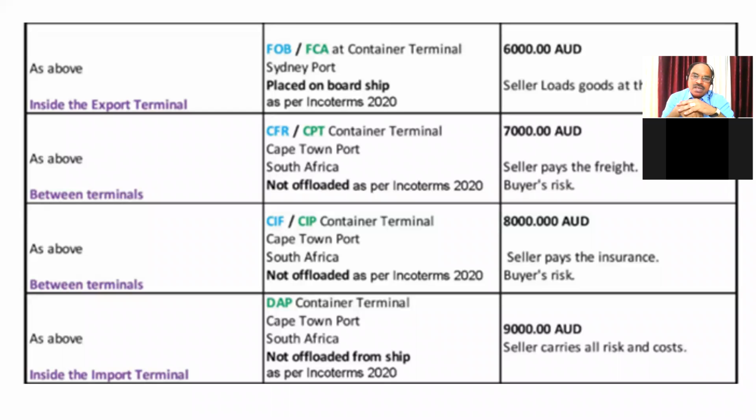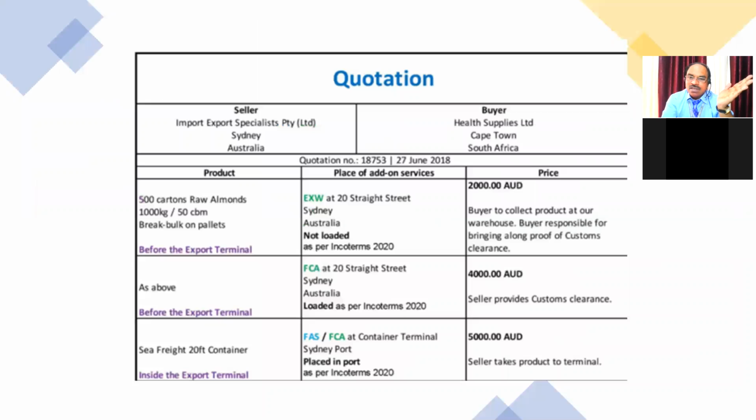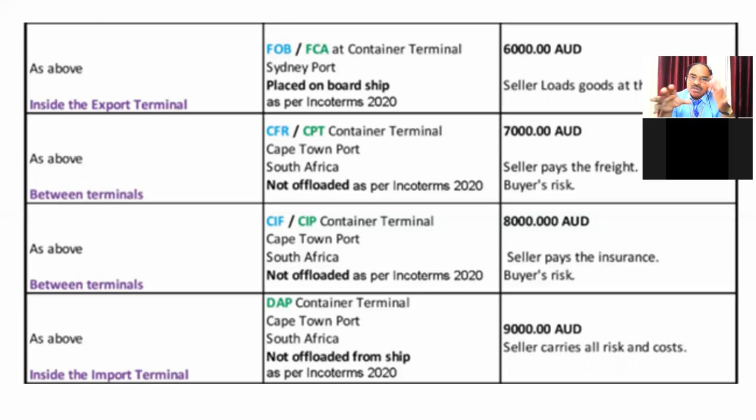If it is CPT, container terminal in Cape Town in South Africa, that means India is taking the risk of sending goods up to Cape Town, South Africa. India will charge 5,000 Australian dollars. See that one, the price is increasing. Actual price is very less. You can see just 2,000 for the raw almonds. But you can see how the prices are increasing based upon the Incoterms. FOB means it comes to 6,000. Then CPT, container terminal in Cape Town in South Africa, means 7,000 Australian dollars.